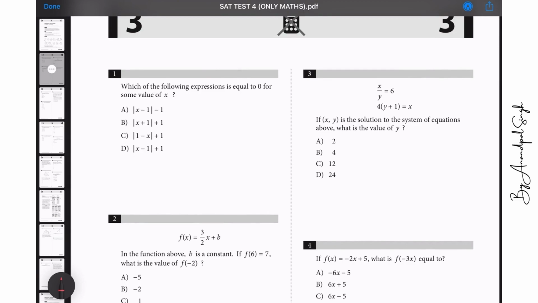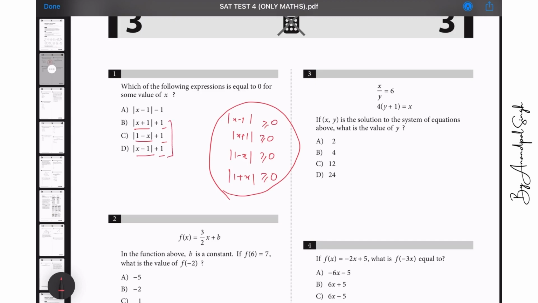Which of the following expressions is equal to 0 for some value of x? See, here we know that the absolute value of anything, whether x minus 1, x plus 1, 1 minus x or 1 plus x, is always positive or equal to 0. So with this idea in mind, we know that these three, because this is positive or 0 plus 1, cannot be equal to 0. So these are ruled out.